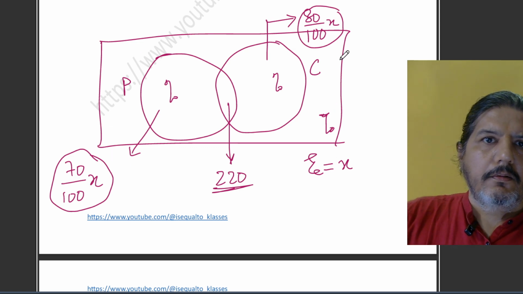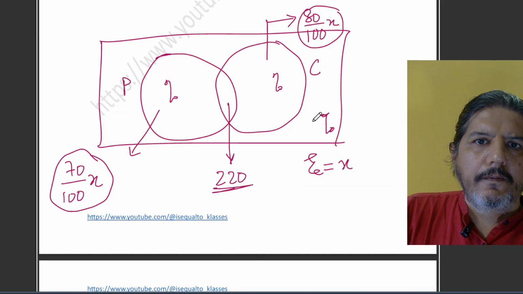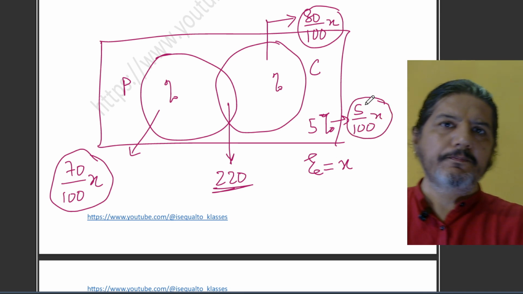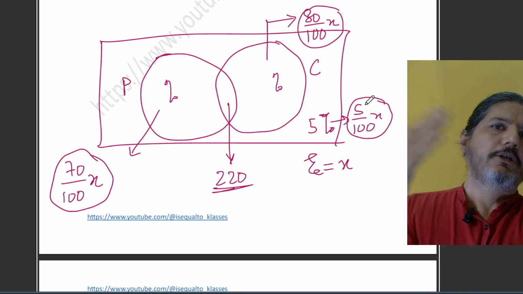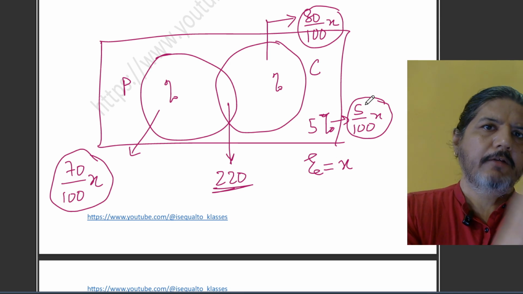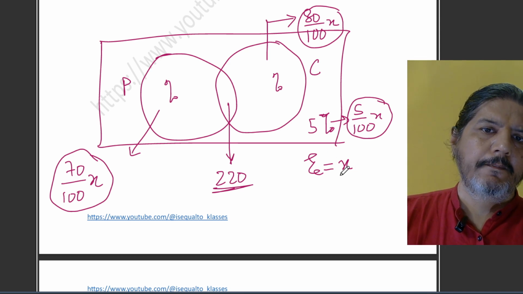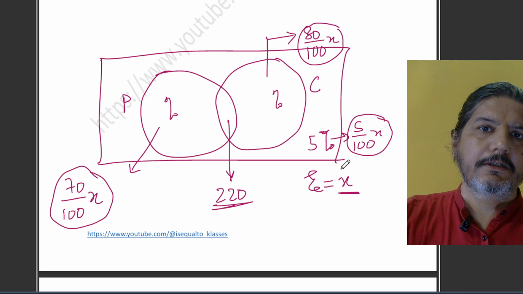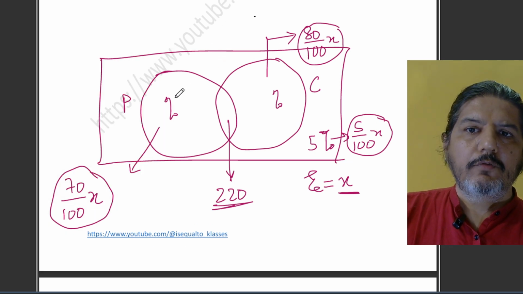For example, 5% failed in both. So this 5% would have to be represented as 5% of x. So basically what I'm saying is 70 upon 100x, 80 upon 100x, 5 upon 100x, 220. These are the comparable figures. These are the absolute numbers, not percentages. So when I'm forming the equation, I'll have to consider only the absolute numbers. So my equation would look something like this.